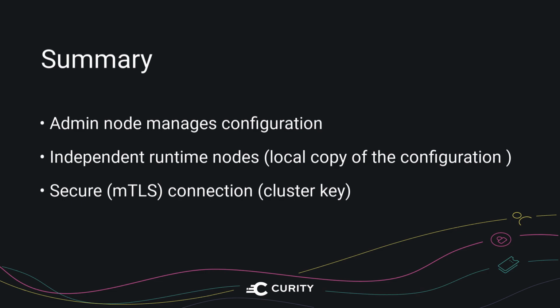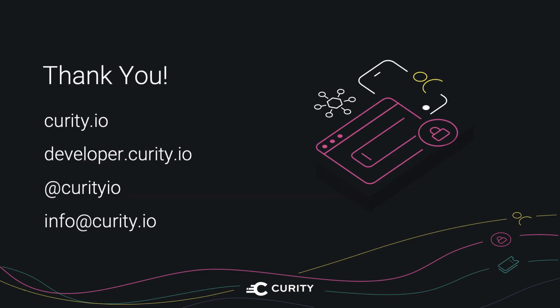We have also learned that the cluster in Curity Identity Server consists of an admin node for managing the configuration and independent runtime nodes. We now know that there is a cluster key that protects the communication between the admin node and runtime nodes. And we know that the runtime nodes keep serving requests even if the admin node goes down. These were the essentials of Curity Identity Server regarding its deployment.